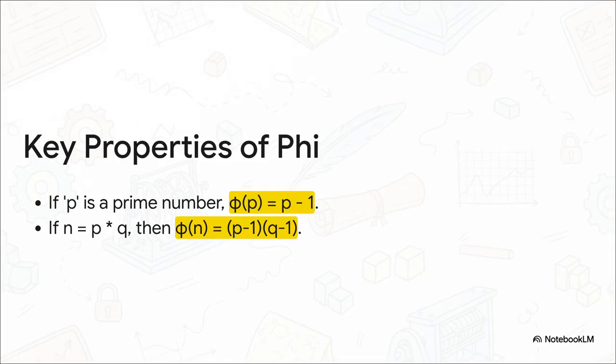So the crucial point is that we don't have to sit there and count every single time. There are these beautiful little shortcuts. If a number p is prime, phi of p is just p minus 1. And here it is, the formula that makes our entire digital lock possible. If your number n is made by multiplying two different prime numbers p and q, then phi of n is just (p minus 1) times (q minus 1). Remember that formula. It is the secret sauce.